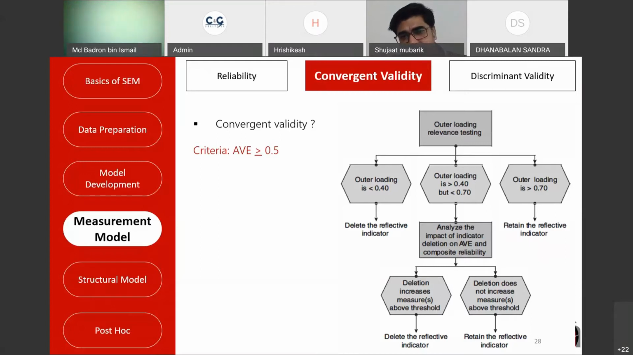So whether to retain an item which has a factor loading less than 0.70 depends upon the value of AVE, average variance extracted. Again, I repeat that for an item with a factor loading less than 0.70 and greater than 0.40, the decision depends upon the value of AVE. If the AVE value is 0.5, you can retain that item. If the AVE value is less than 0.5, obviously we will not retain that item.